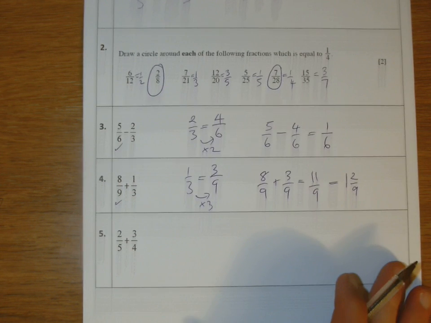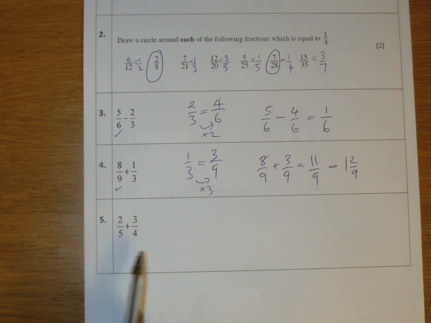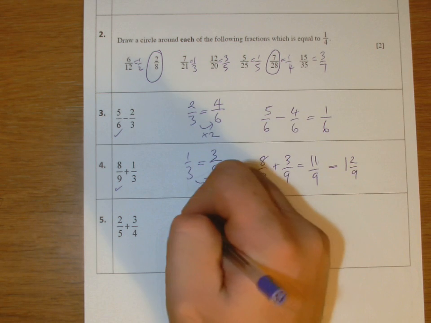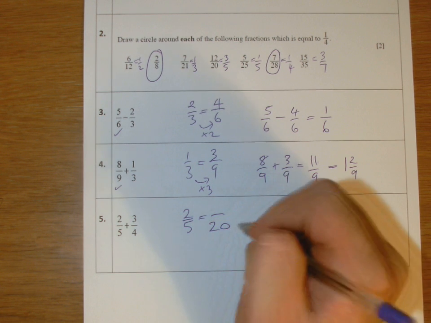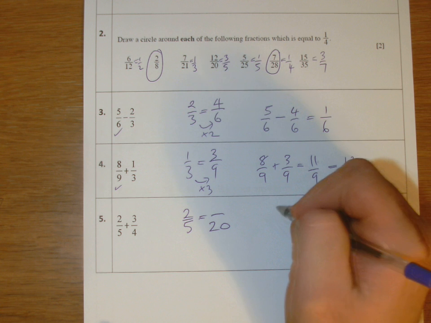Okay, question 5. Let's think of a number they both go into. Well, 4 doesn't go into 5, so that's no good. They both don't go into 5s, and they don't go into 4, so I have to think of another number. 20 will do, isn't it? So we need to change both of these fractions to 20ths.